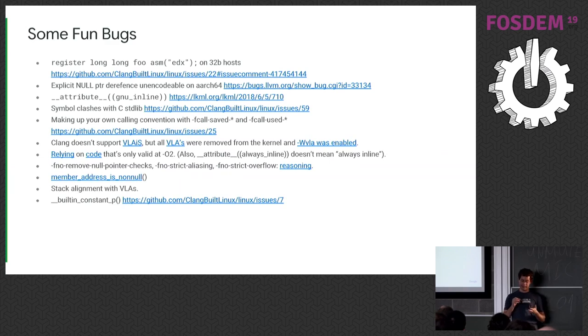GNU inline: if someone asks you what are the semantic differences between C89 and C99, like how extern inline works, that's one. The kernel makes use of this. I wrote the documentation on this and have the patch in the kernel for this. I'm not really proud of it, but that's something you can go look up if you're interested.